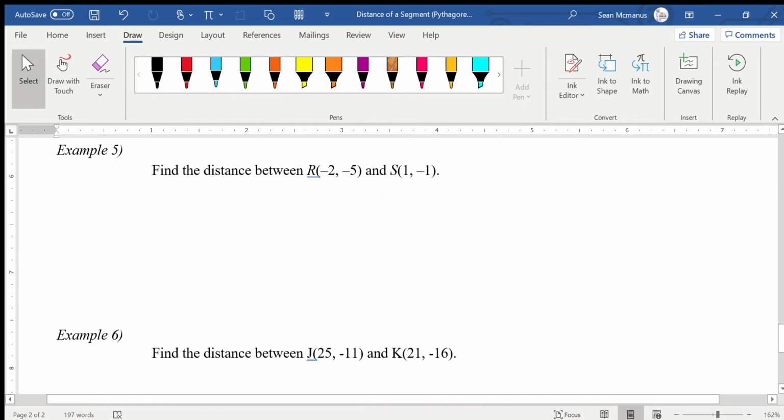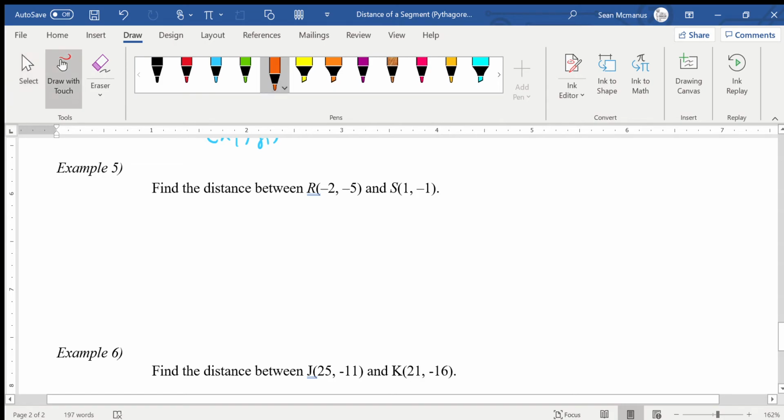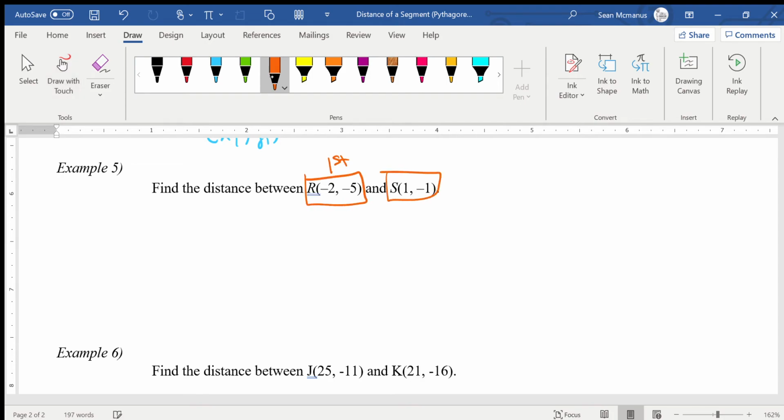I know that may be a little bit confusing, but you'll see it's not too bad in actual practice. Find the distance between 2 points, R and S. R is my first point, and S is my second point. The x coordinate of the first point is -2. The y coordinate of the first point is -5. The x coordinate of the second point is 1. The y coordinate of the second point is -1. So I'm just going to label them first, and then I can use my formula.